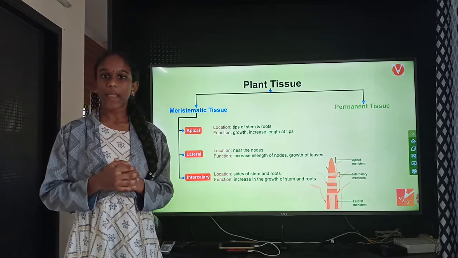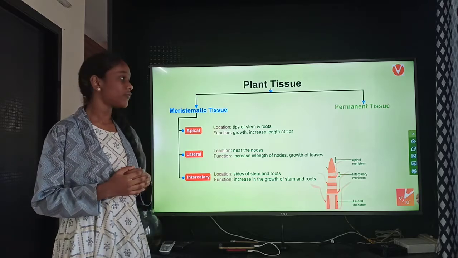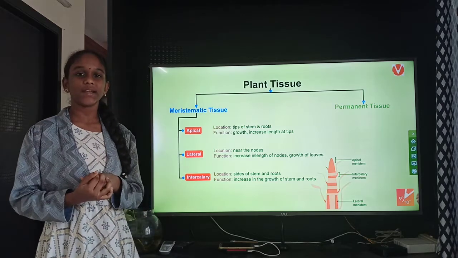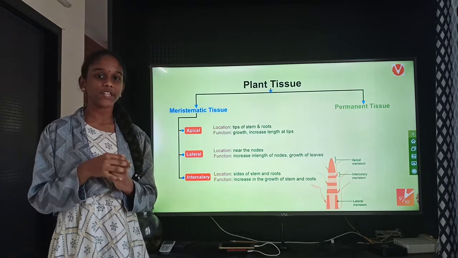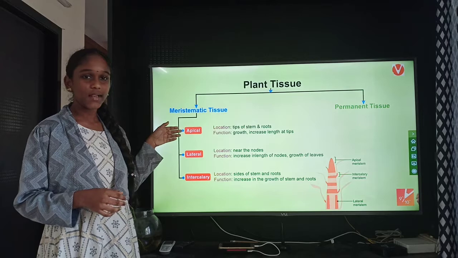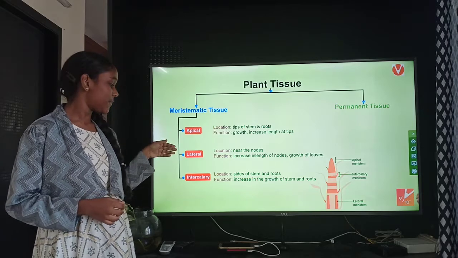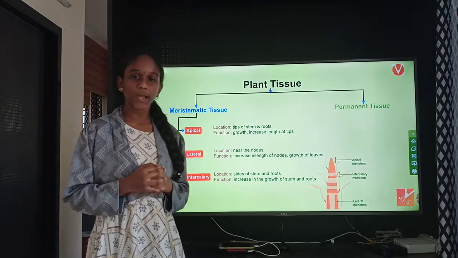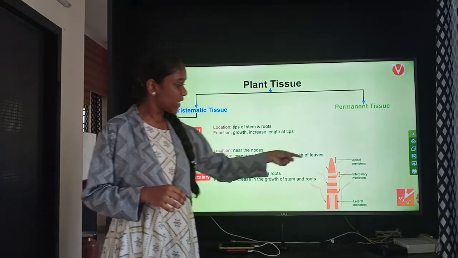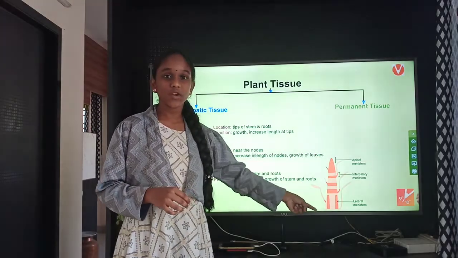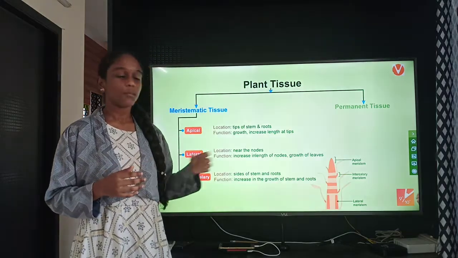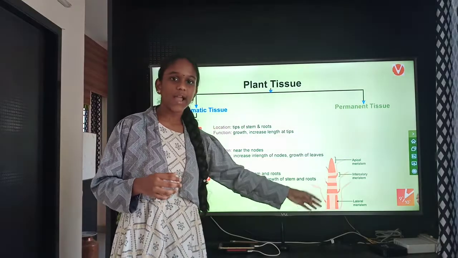First, let's talk about plant tissue. Plant tissues are also of two kinds, meristematic tissues and permanent tissues. Meristematic tissues are continuously dividing and are of three types. They are apical meristematic, lateral meristematic and intercalary. So first, let's talk about apical meristematic. It is placed in the tip of the stem and in the root. It helps in the growth of both tips, the shoot tip and the root tip.